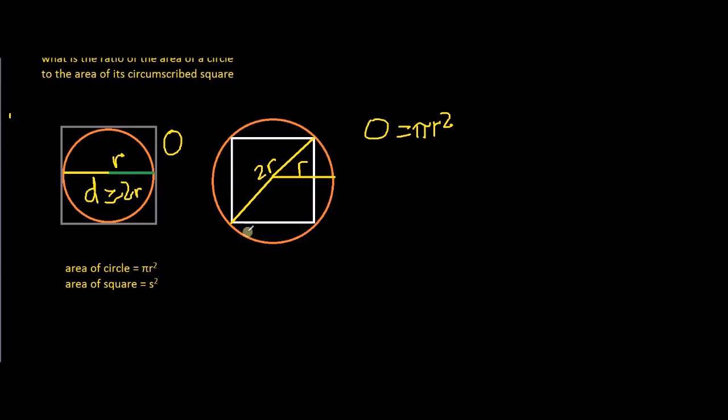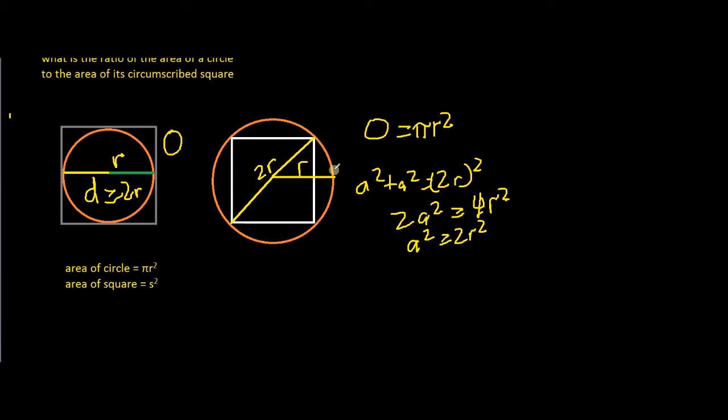Since this is a square, these sides are the same. So whereas the Pythagorean theorem says a squared plus b squared equals c squared, a squared and b squared in this situation are the same. So we're going to basically have a squared plus a squared equals 2r squared, so 2a squared equals 4r squared. And then we divide by 2, we get a squared equals 2r squared.